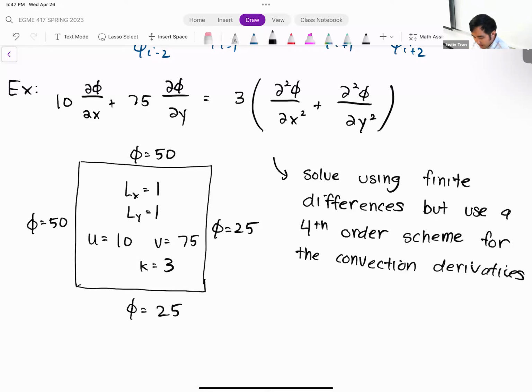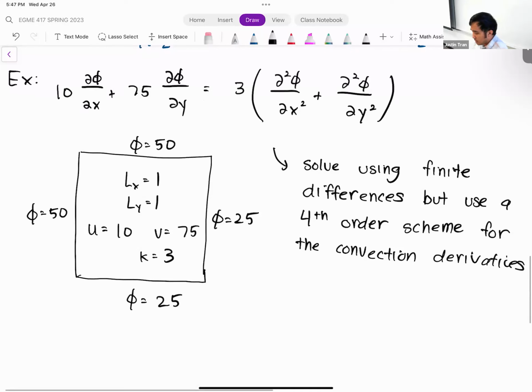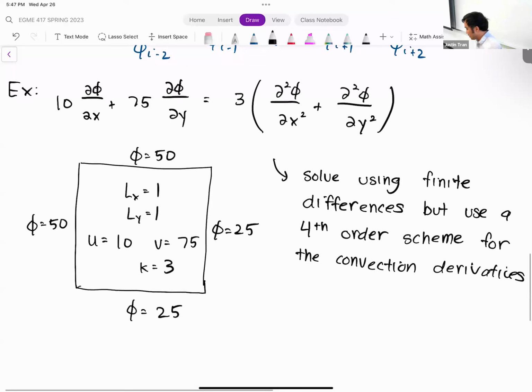For this example, I'm going to show you the process of how to derive our new algebraic equation using the higher order scheme. You're going to need that skill. I'll take an aside here. For this set of lecture notes, where we talk about this higher order scheme, I'm going to do it for all steady problems. So there's no time marching involved.